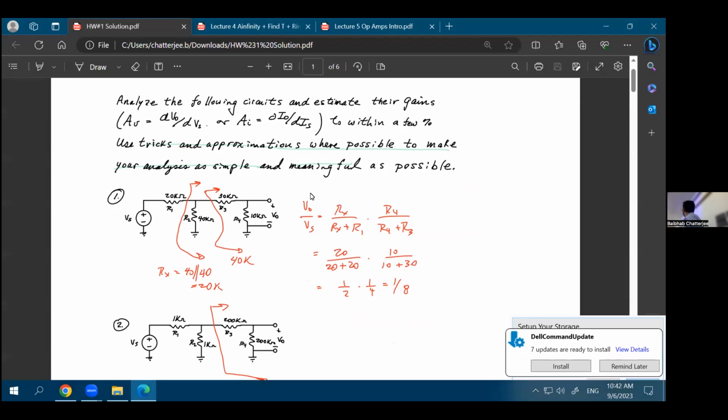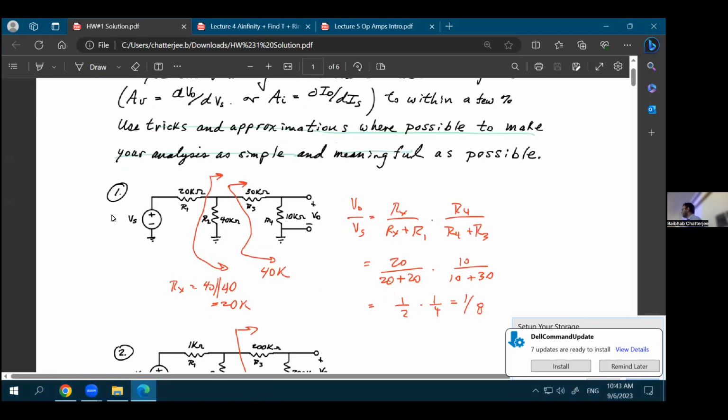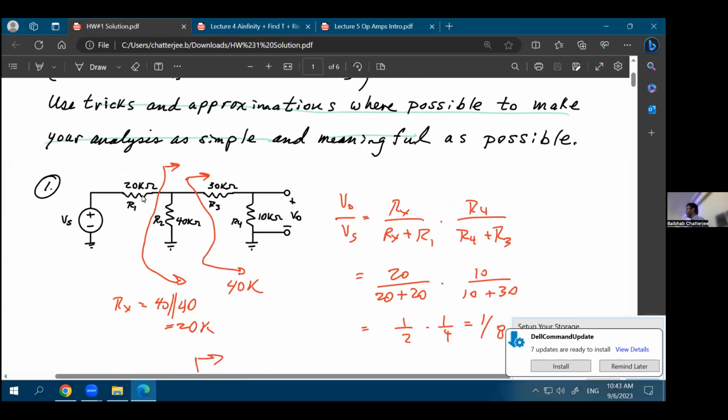What I'm going to do today very quickly in the beginning is go through the solution of homework number 1. As you will see, some of these solutions are pretty much intuitive, so you don't even need to do a lot of calculations to come up with them. For example, problem number 1 was a voltage division problem. You were asked to find V0 over Vs, the ratio of this voltage to the input voltage.